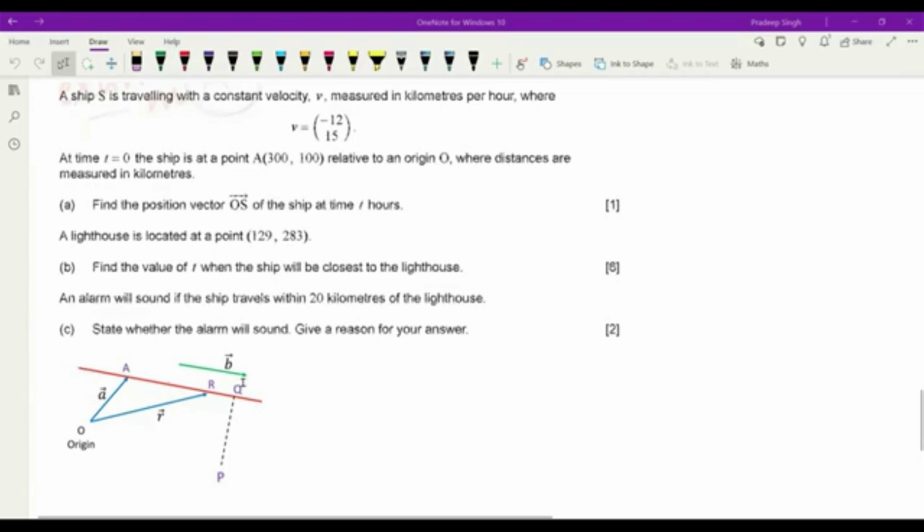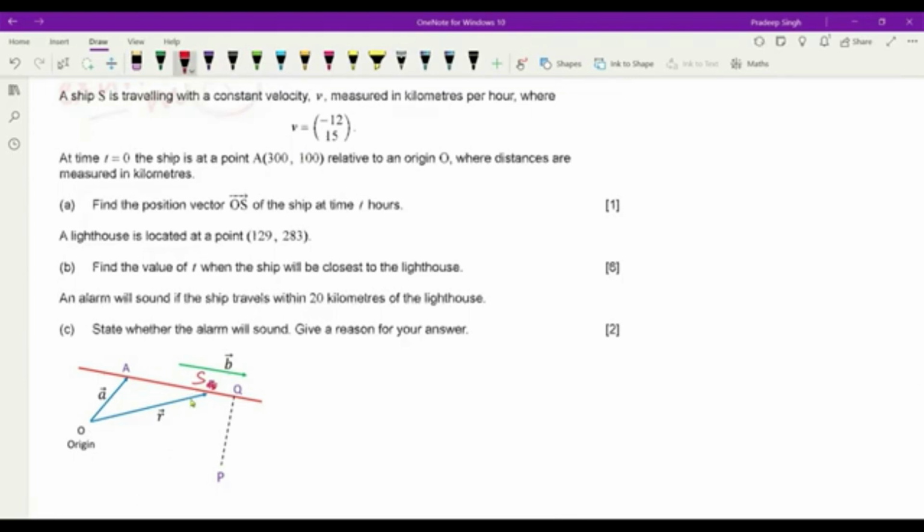So imagine this red line is the path taken by the ship. A is that point (300, 100), which is the original position vector of the ship. We are supposed to find the position vector after t hours. So in this case, let's say this point, R, should actually be S. So OS is the position vector of the ship after t hours.